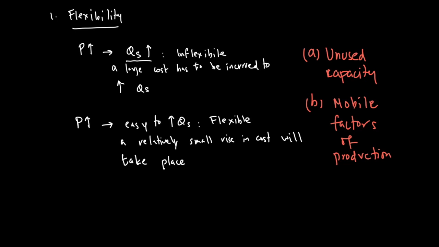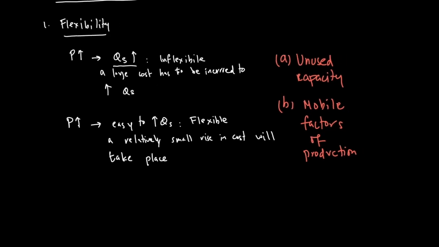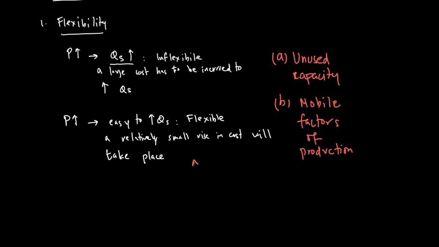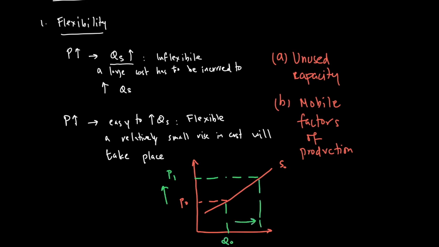So the higher the flexibility, the lower will be the rise in cost, and therefore the higher will be the quantity supplied to a change in price. So you can see this kind of a curve which is elastic. For example, a small change in price from P0 to, for example, P1 can lead to a large change in quantity supplied, because producers are flexible to start off with. So the first factor is basically flexibility, which is linked with cost and has two things in it: the unused capacity and mobile factors of production.